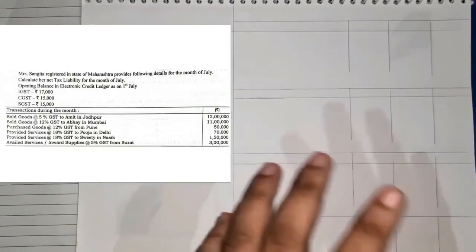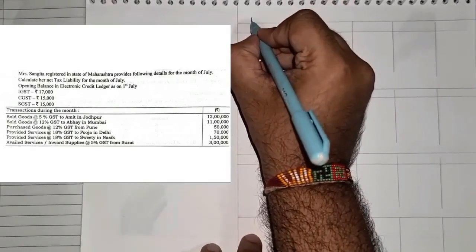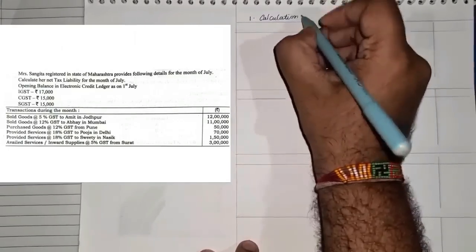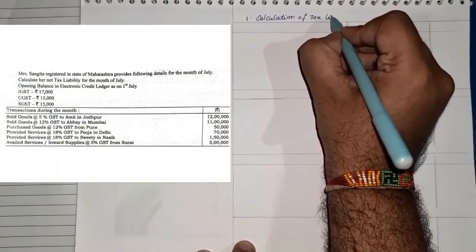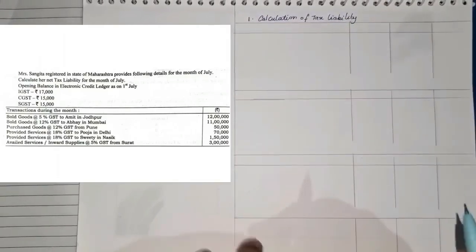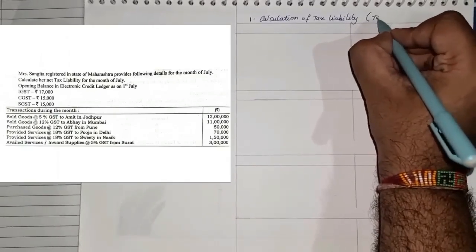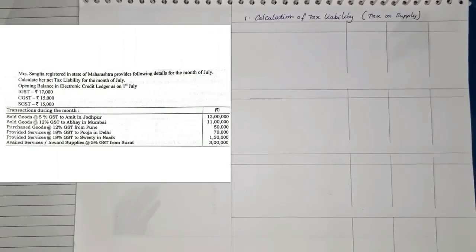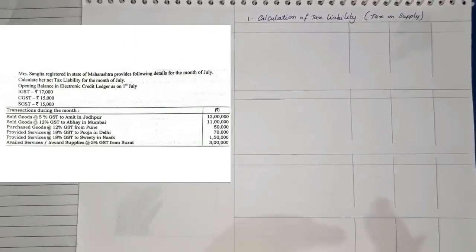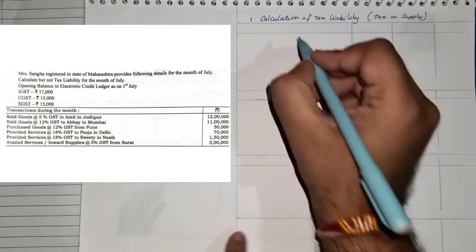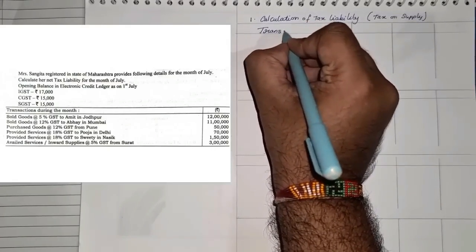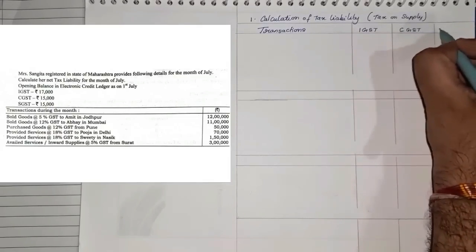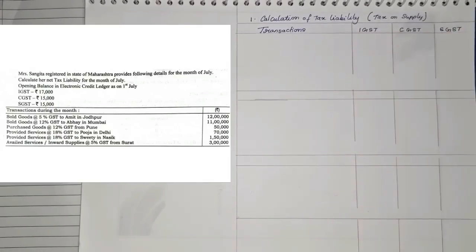We are finding the tax liability. Remember the heading. Number 1. The first heading will always be calculation of tax liability. This is basically tax on supply, also known as outward tax. We are finding the tax which you are going to collect on supply. Whenever you are supplying, what is the tax that has been collected? The columns will be transactions, IGST, CGST and SGST.